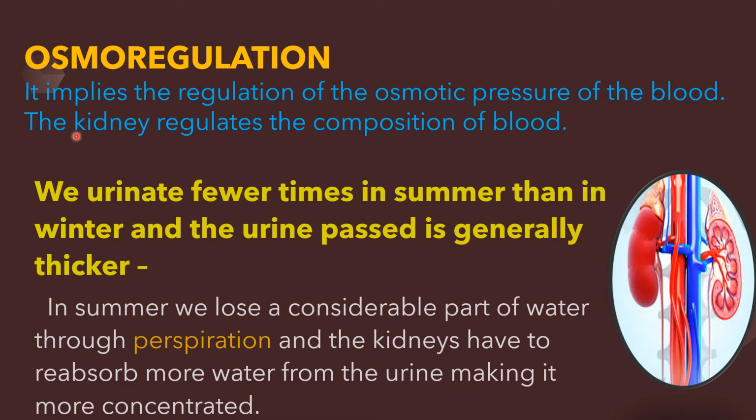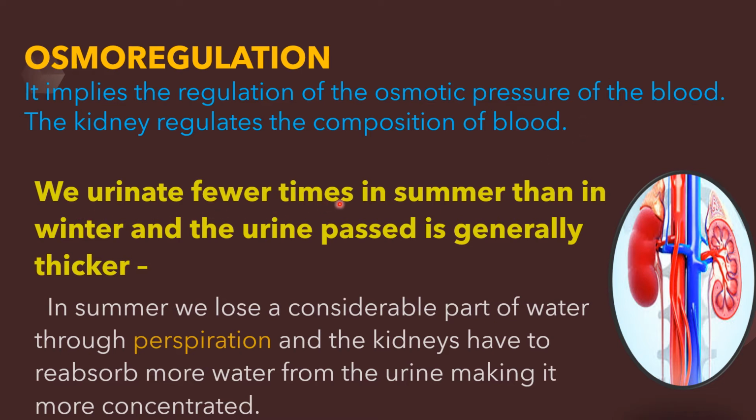Osmoregulation. It implies the regulation of the osmotic pressure of the blood. The kidney regulates the composition of blood. How the kidney regulates the composition of the blood? That we already discussed in the last class, excretory system part 3.